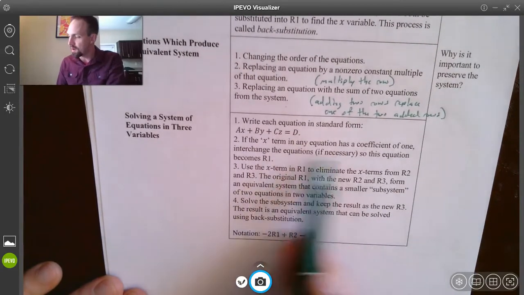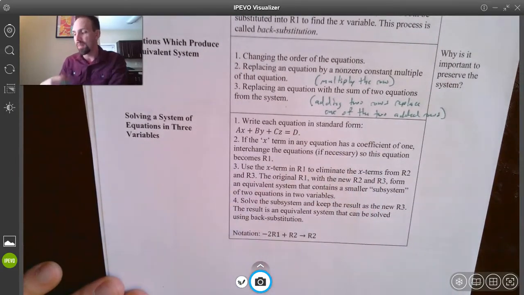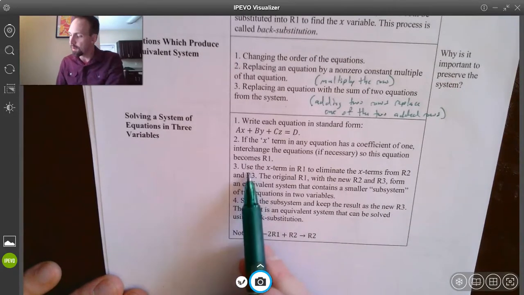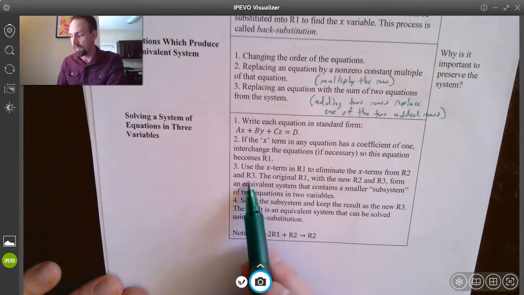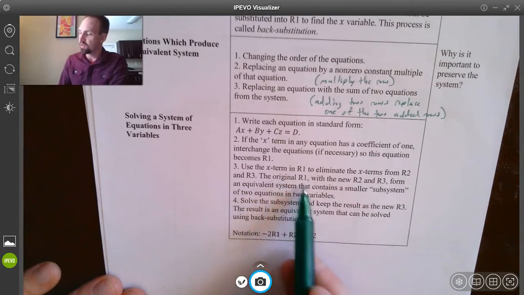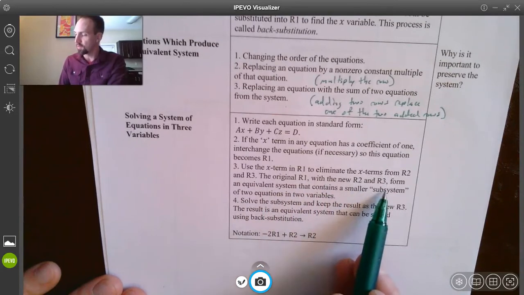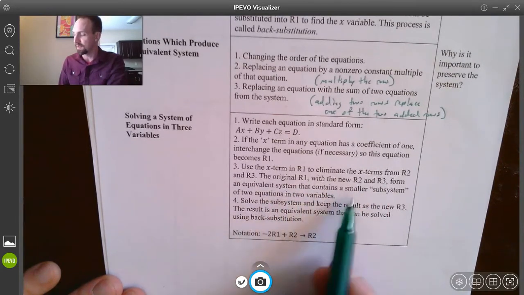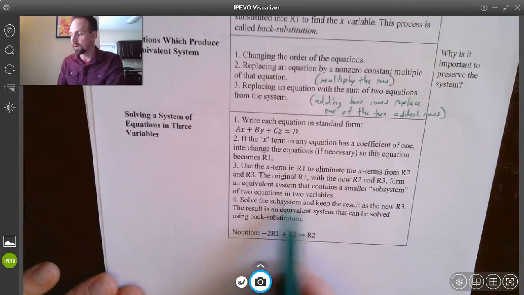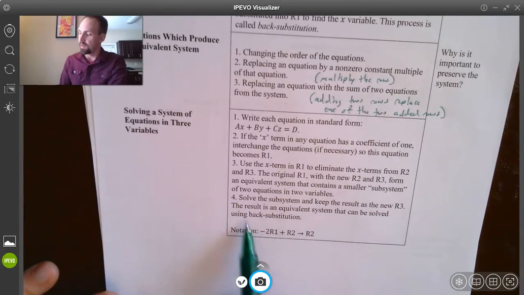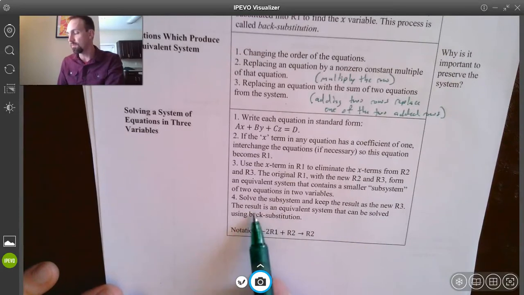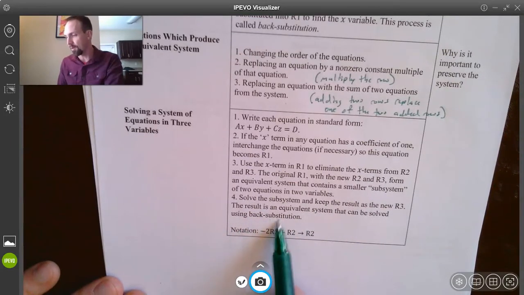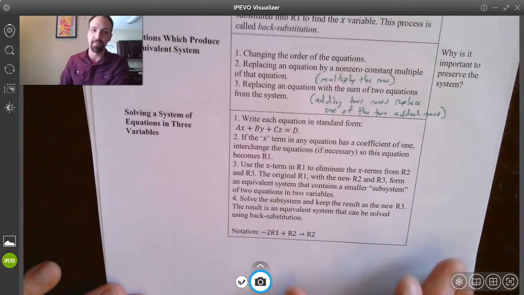So if the x term in any equation has a coefficient of 1, we want that row to be row 1, if possible. And then we're going to use the x term in row 1 to eliminate the x terms from row 2 and then row 3. So the original R1 with the new R2 and R3 form an equivalent system that contains a smaller subsystem of two equations and two variables. So then we're going to solve the system and keep the result as the new row 3. Then what we can do is back solve that one back to the other two to get our final answer.